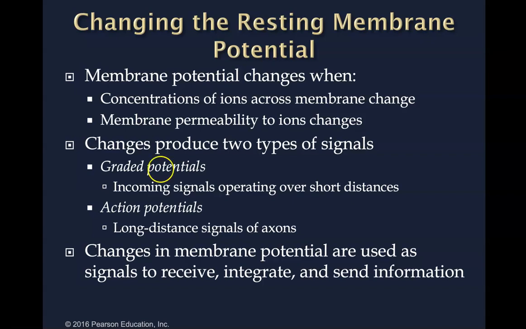Now, action potentials are going to be different. They work across the axon, the long distance of the axon. So if you want to put it in your notes, graded potentials are only seen in the dendrites and the cell body. Action potentials are on the axons and they travel the whole distance of the axon. The difference is they're not graded. This is an all or none deal, and I know you've probably heard that before. We're going to get into exactly what that is. Changes in membrane potential are used to receive signals, to integrate those signals, and then eventually send that information down the axon.